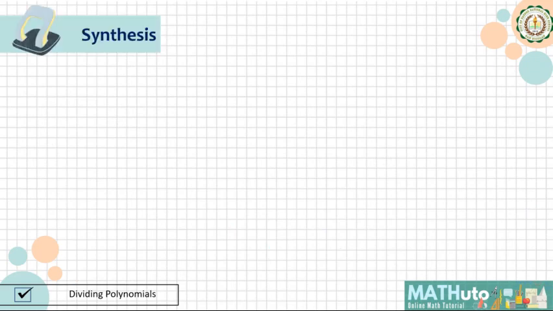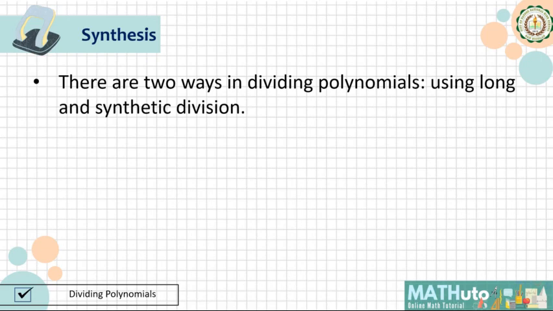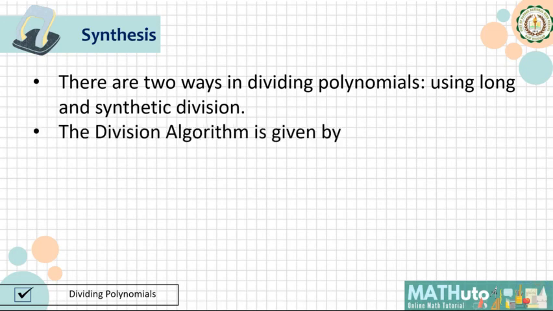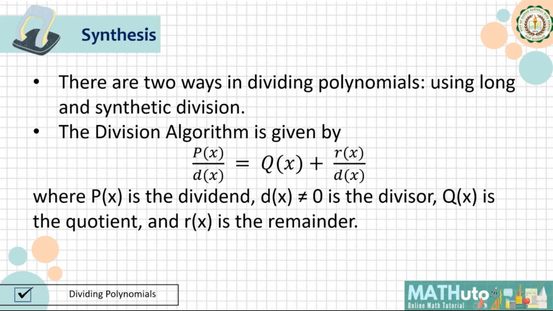So with that, let us summarize all the lessons that we have today. First, there are two ways of dividing polynomials. We use long and synthetic division. And also, we always express our answer using the division algorithm. It is given by p of x all over d of x is equal to q of x plus r of x all over d of x, where p of x is the dividend, d of x, which is not equal to 0, is the divisor, q of x is the quotient, and r of x is the remainder.